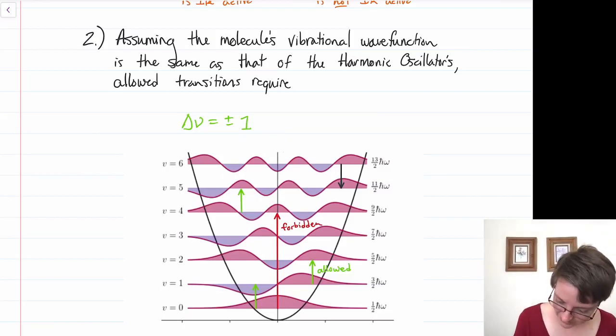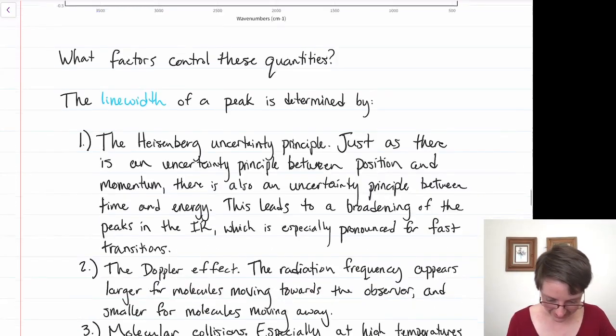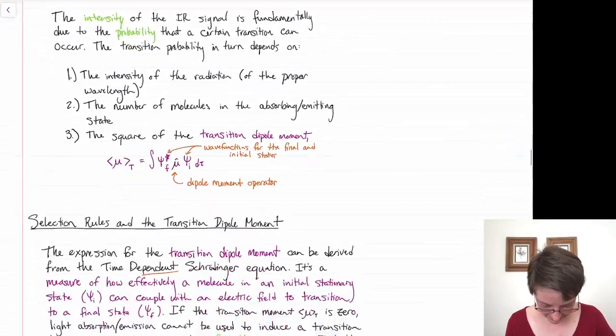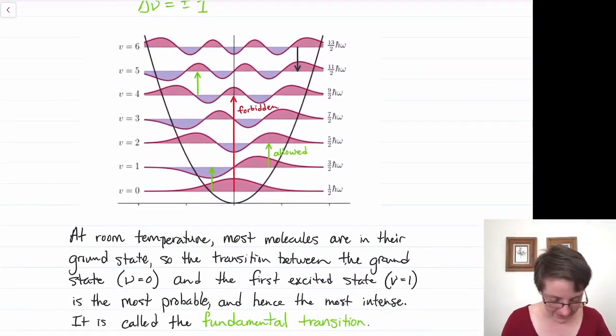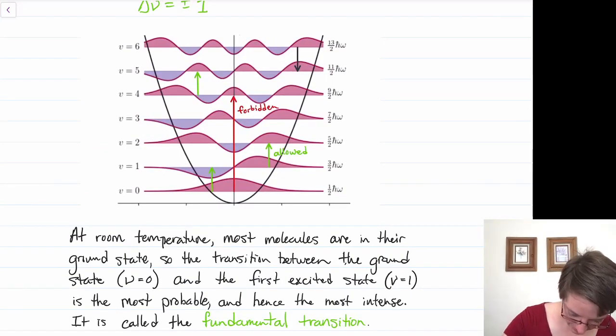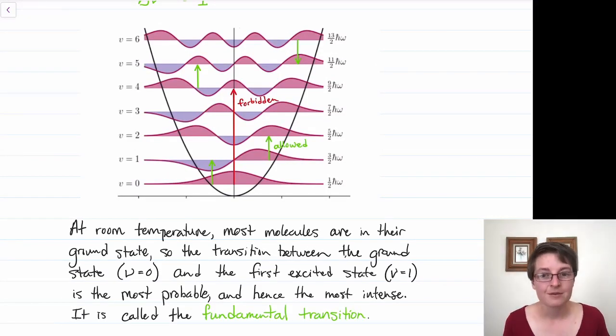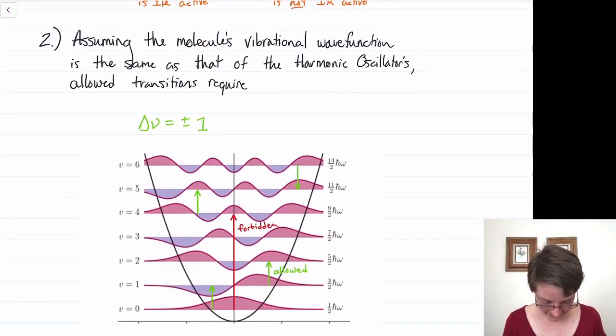It's not only absorbance that's allowed by IR spectroscopy. It turns out that our emission motions are also allowed. But again, what we want to see is the molecule transitioning between an excited state and a less excited or a ground state, such that we're only moving between successive energy levels.